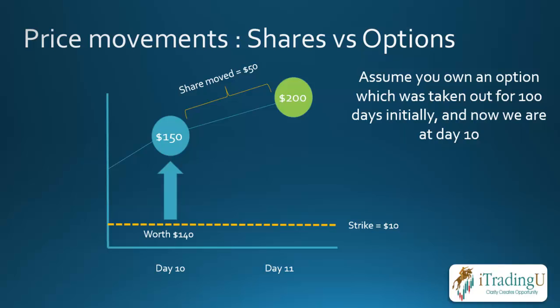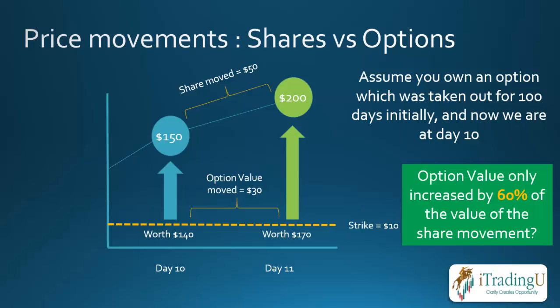But now let's think about it. Do you think the option price would reflect the full $50 that the share price moved? The theory behind this would be it won't, because remember, we are now only on day 11 and we have 89 more days for this option to move. And what if the share price drops below 150? So you can see that the option price at this point will only reflect a small movement. In this case, the option went up by $30, which is 60% of the movement of the underlying.